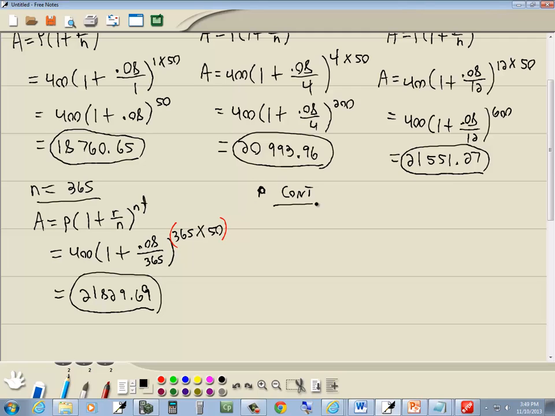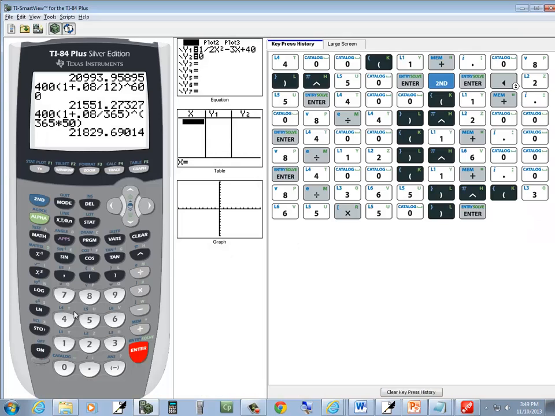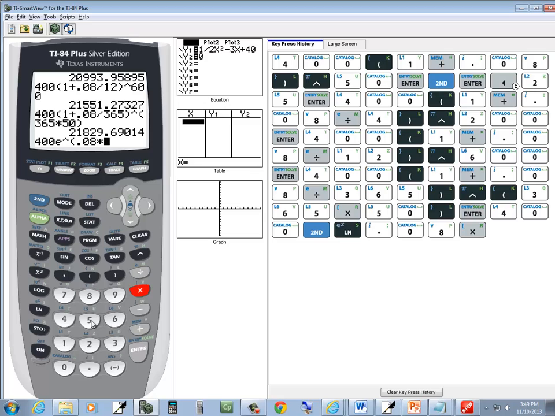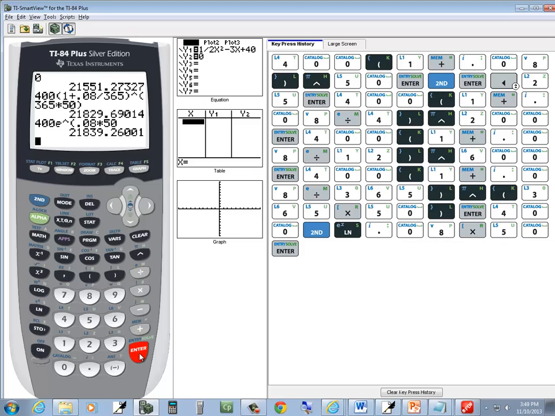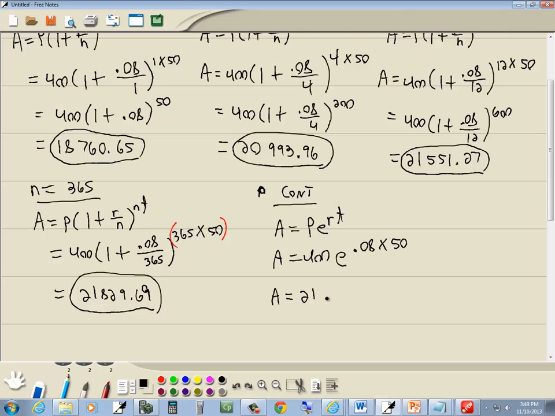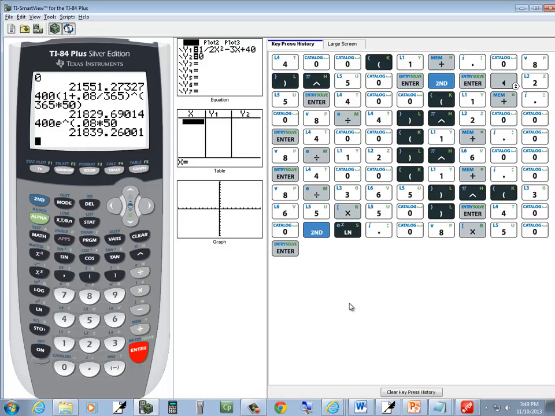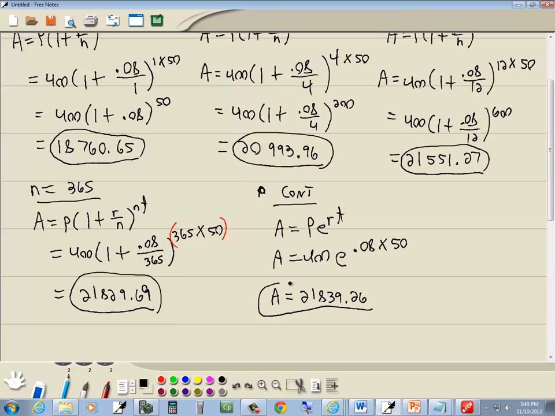Okay. Let's look at the continuous case. That's A is equal to P e to the RT power, the PERT formula. Now we just said P was 400. E to the R, which was 0.08, times T, which was 50. Be careful when you plug this in your calculator, don't put in any extra parentheses. So we've got 400. E we get by doing second ln. 0.08 times 50. Enter. And we get 21,839.26. And those are our answers.